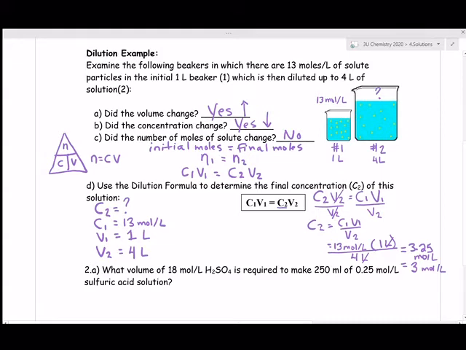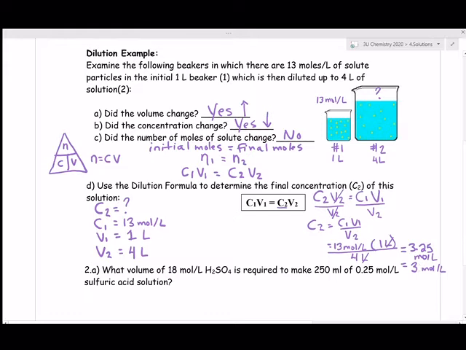Okay, now this is where you ask yourself, does my answer make sense? Because if not, you've possibly done an algebraic problem with rearranging your formula. And if you look, the initial concentration was 13 moles per liter, so 3 moles makes sense because we know that our concentration should be getting less if we're pouring water into it.